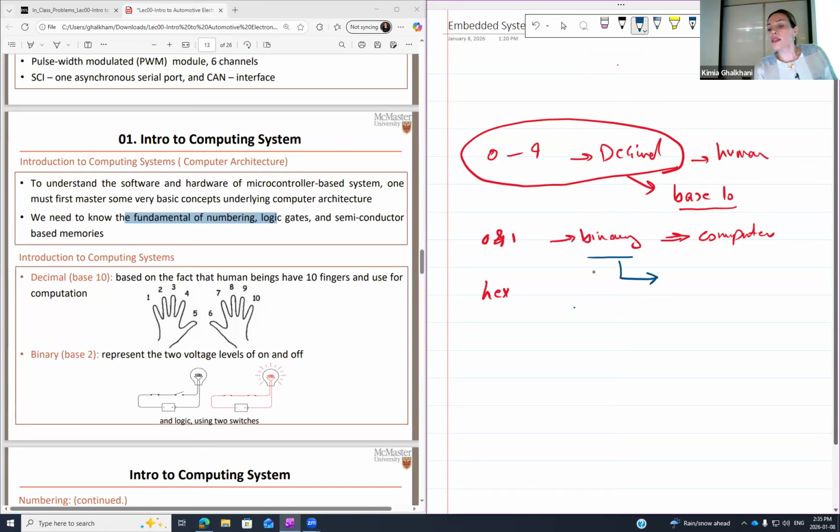Binary is base 2, right? So base 2 is good for computers. Base 10 is good for us as humans. We have to find something in between, which is hex.